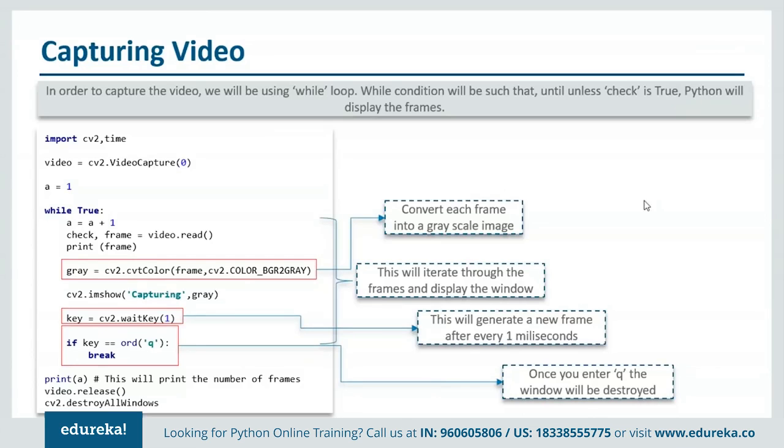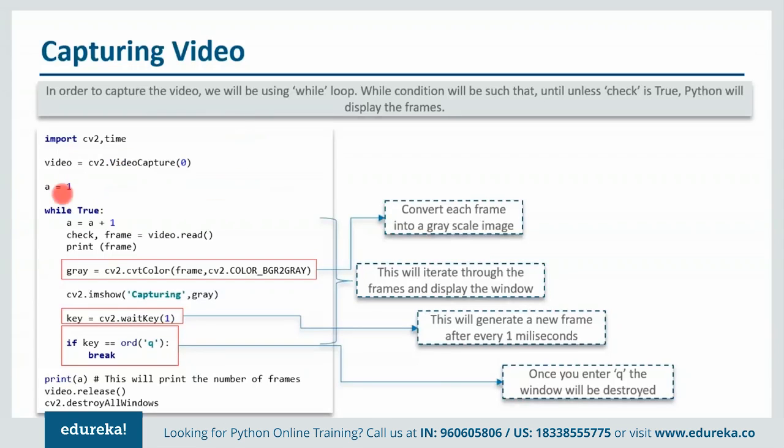For that, we'll use a loop, because I've told you earlier as well that is what we're going to use. In order to capture the video, we will be using a while loop. The condition will be such that unless check is true, Python will display the frame. Check will return true if Python is able to read the video capture object, and if it is not able to read it, then it becomes false. So if check is equal to true, then Python will display the frames on a window.